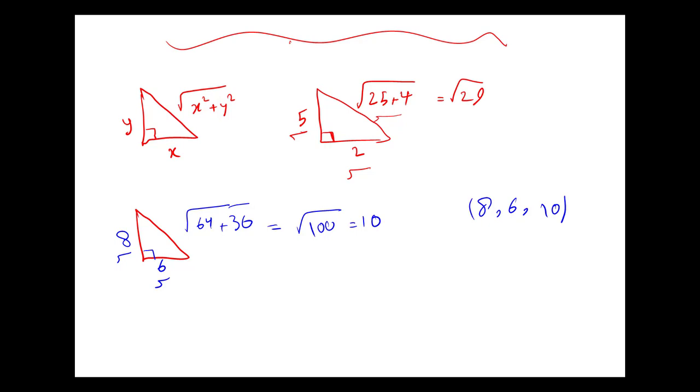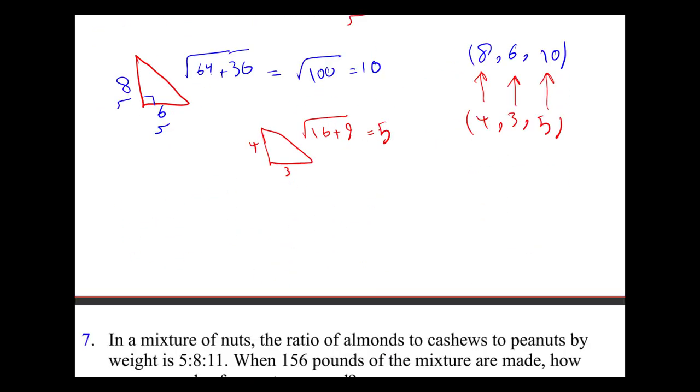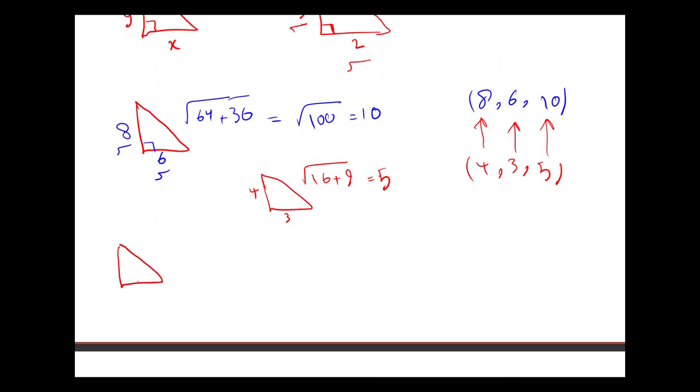Another example: if it is 3 and 4, what can this one be? This should be 16 plus 9, the square root of 25, so it's 5. So it's 4, 3, and 5. Look, this is 2 times, this is 2 times, this is 2 times of 5. Okay, so this angle is 90 degrees. So now let's go to the solution.